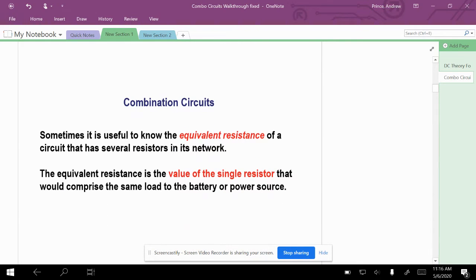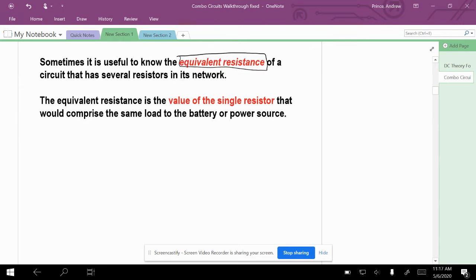So sometimes it is useful to know the equivalent resistance of a circuit that has several resistors in its network. So we're going to look at equivalent resistances, which is pretty much just an imaginary resistor that takes the place and represents a group of them to make it easier for us to solve this circuit. So the equivalent resistance is the value of the single resistor that would compromise the same load to the battery or power source. So one single resistor that would simulate the entire network of resistors is what we're going to try and break it down to, because that in theory would be our resistance total. One resistance value that represents the entire circuit.